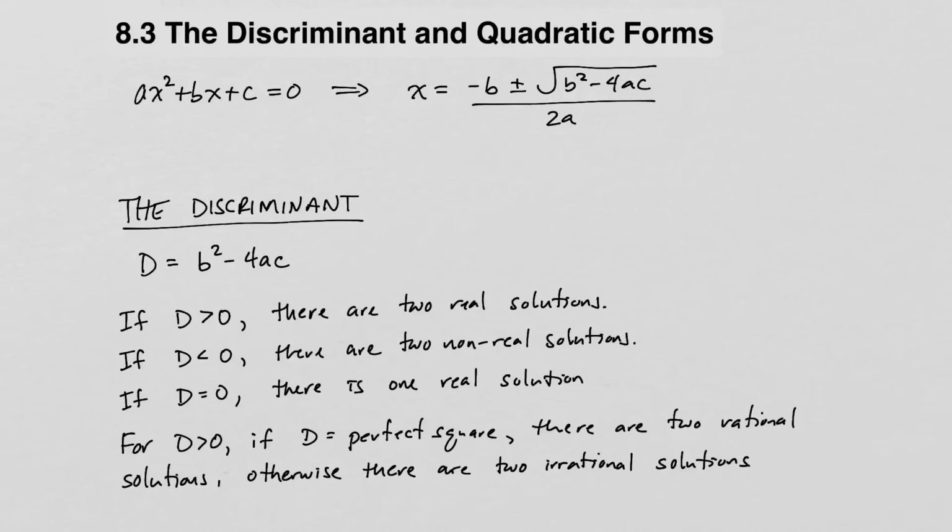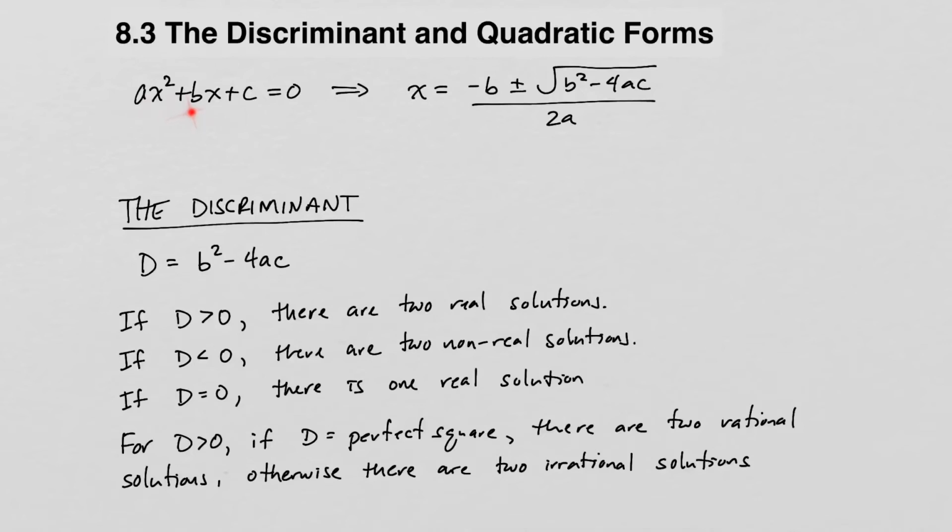So in section 8.3, we're going to talk about the quadratic formula a little bit more, but this time we're focusing on a certain part of the quadratic formula. And this part is called the discriminant. And then after we talk about that, we'll take a look at some equations that fall into the category of quadratic forms.